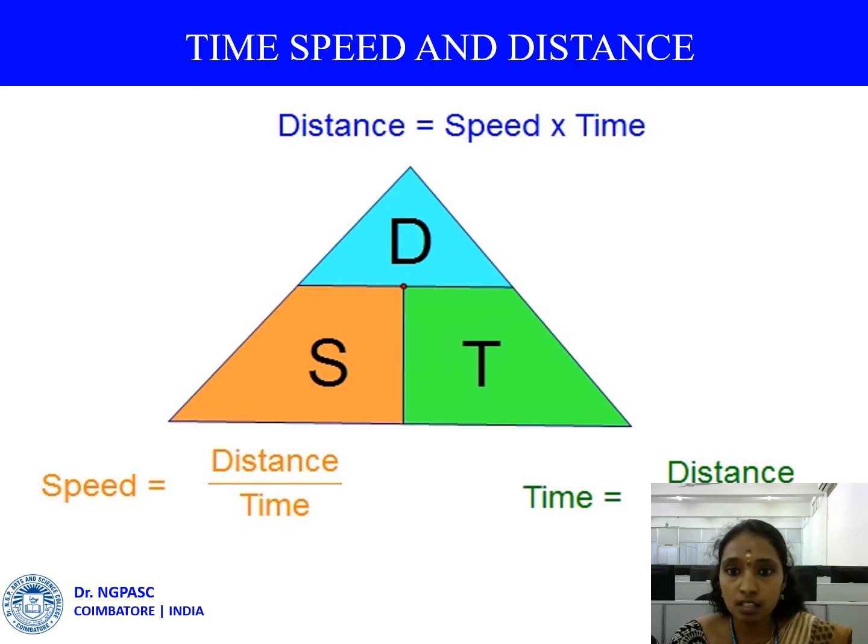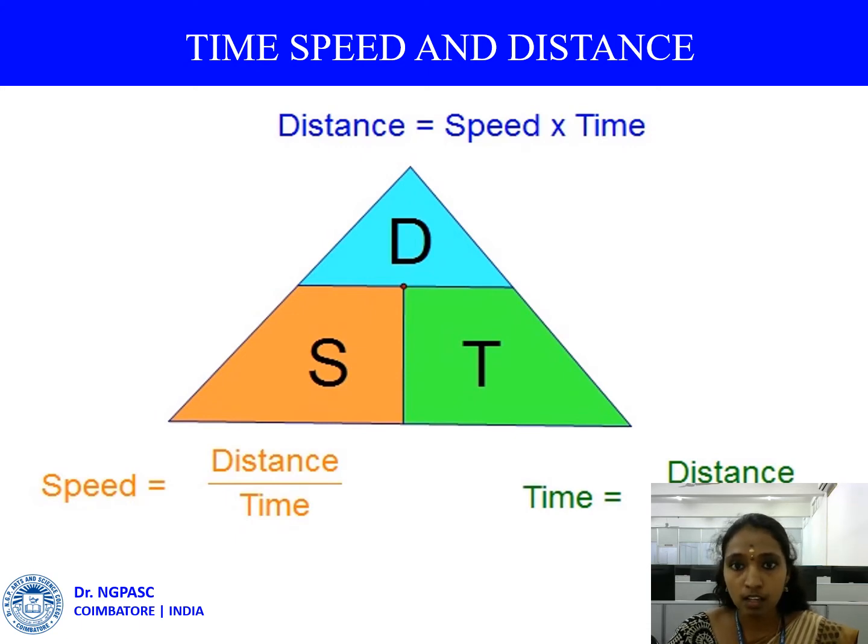What is the distance here? 20 kilometers, and the time is 2 hours. So speed equal to distance divided by time, that is 20 divided by 2, which is equal to 10 kilometers per hour. Based on this formula, speed can be calculated. In the same manner, distance and time can also be calculated, but the formula will be different for calculating the distance and time.